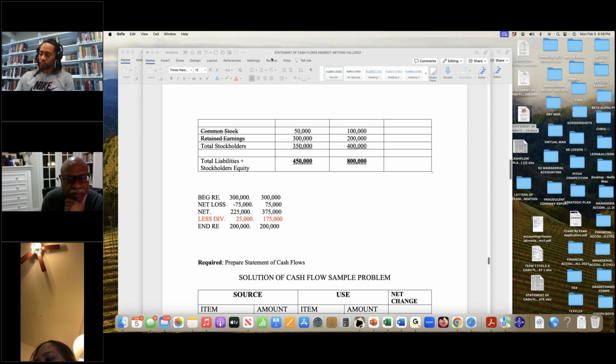Anyone else? Okay, last thing. For question 5, the beginning retained earnings is 300, the net income is 550, and then the ending retained earnings is 700. But would the dividends just be 150?